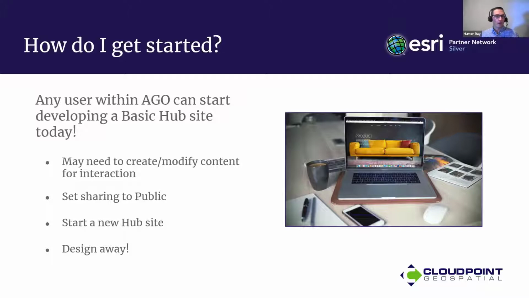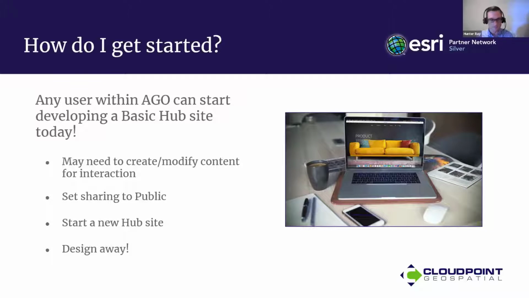And really, the idea we're going for here today is a public hub site. So you need to set the sharing of items to be public. And that goes back to the first bullet. Maybe you need to modify some things. They were set to be internal, and then you want to open them up to be shared via this hub site. You may need to modify and set the sharing to be public. But really, from there, once you get a look at your background data that you want to use, then you just go to ArcGIS Online and open up a new hub site and start designing away.